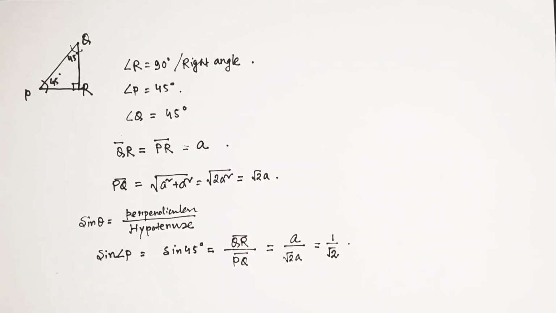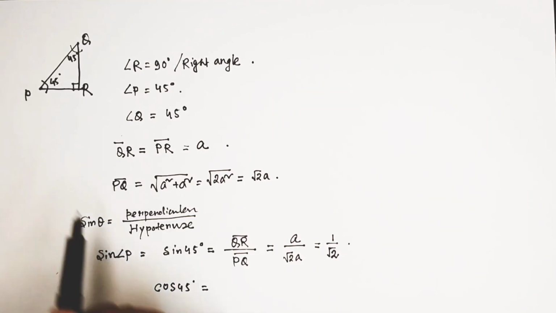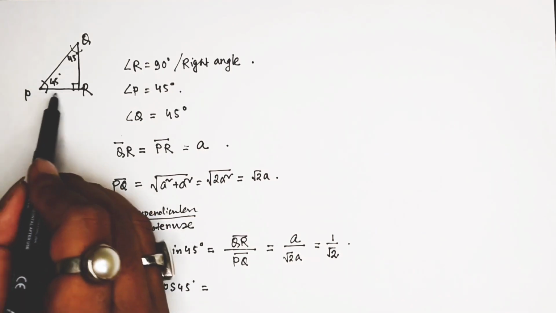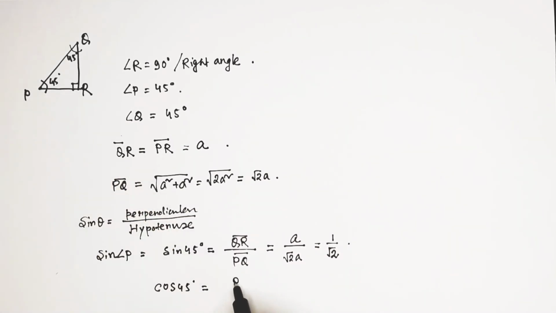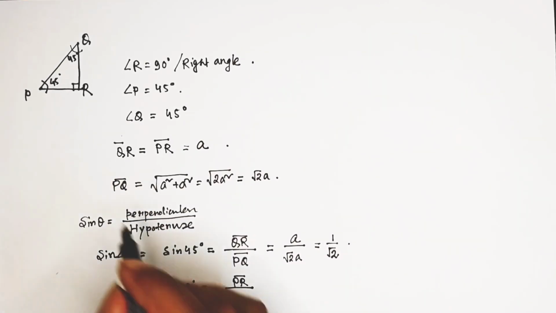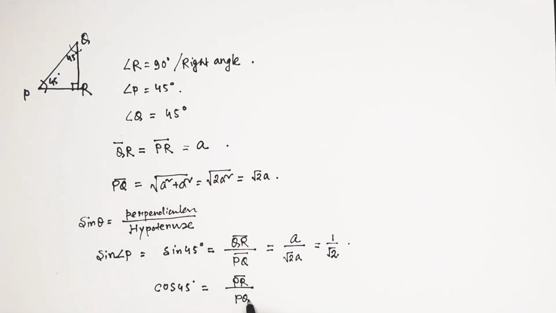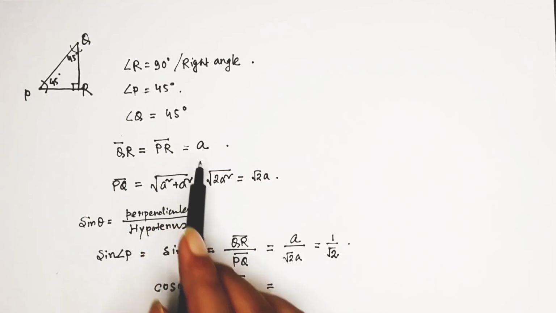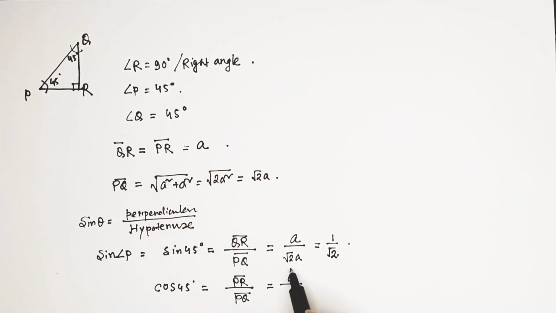Similarly, we can calculate the value of cos 45 degree also. So cos 45 degree is equal to base by hypotenuse. With respect to angle P, PR is the base. So PR divided by hypotenuse PQ. PR is equal to A, divided by PQ, which is root 2 into A. So cos 45 degree is equal to 1 by root 2.